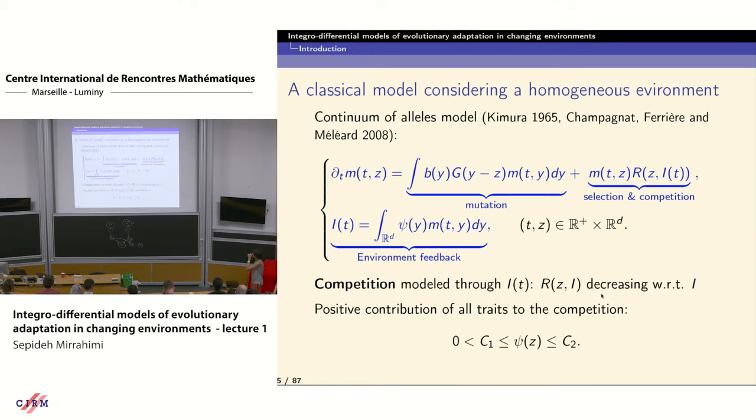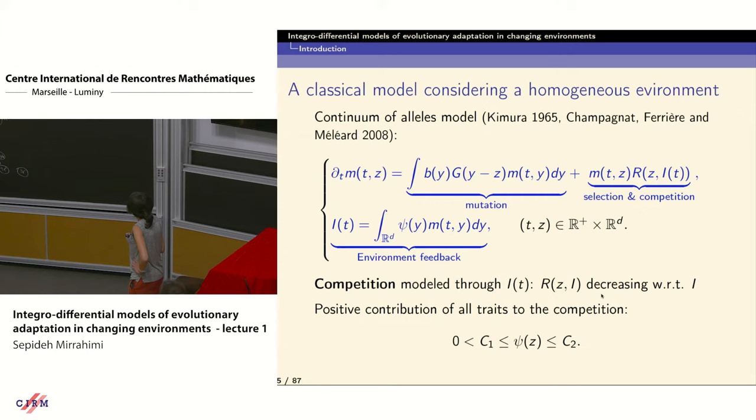So here, Z is the phenotypic trait, and M is the phenotypic density of individuals with trait Z at time t. Okay? So this equation describes the dynamics of this phenotypic density, which can vary with these two terms at the right. The first term corresponds to the mutations. So what is this term? It's B of Y, which would be the mutation rate.